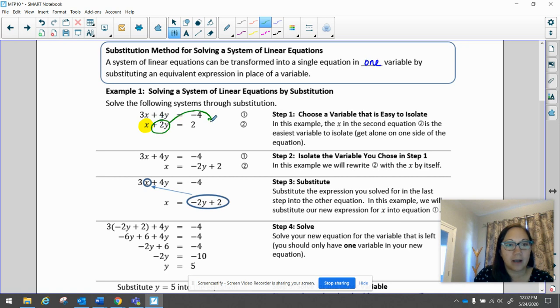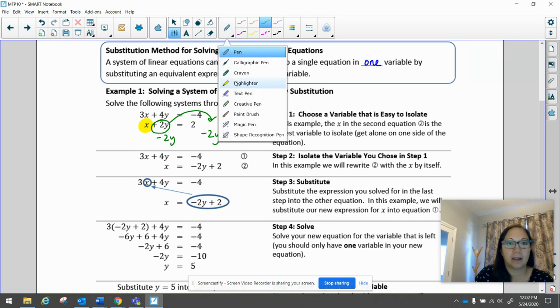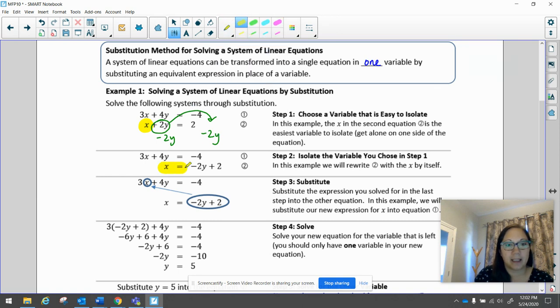In other words, I want to move this positive 2y over to the other side, and the way I'm going to do that is by subtracting 2y from each side. That is how I end up with this equation here. I have now isolated that x, and it's now equal to -2y plus 2. So first, choose the variable that you're going to get by itself, and then isolate it. Now what we're going to do is substitute it in.